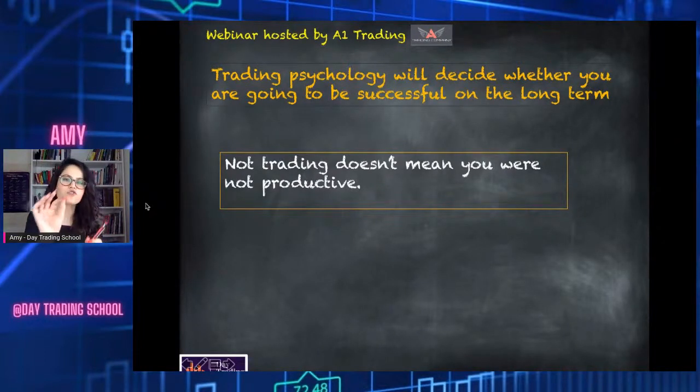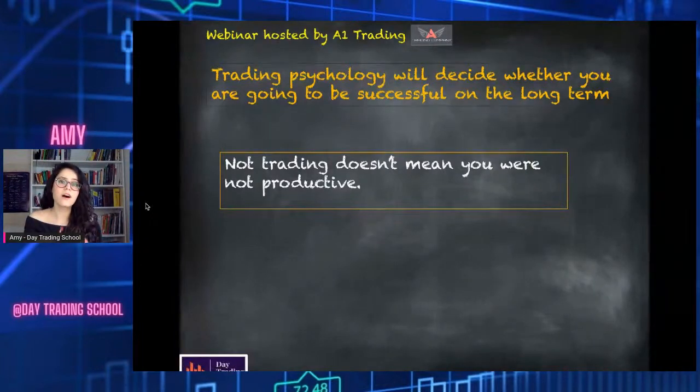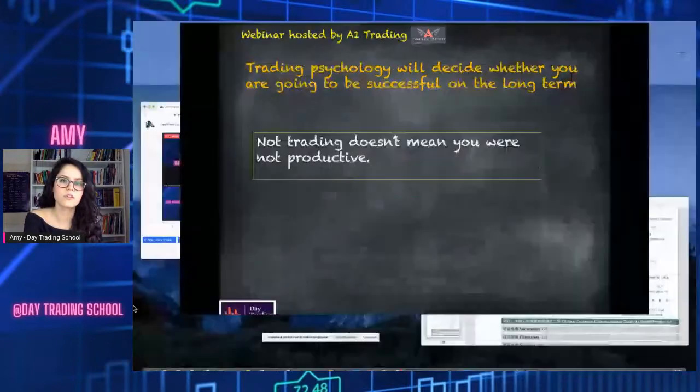And not trading doesn't mean you were not productive. Right? Waiting. As I said, this month, I only took 2 trades. And the rest of the time, I was just waiting. So that means it is very important to know how you can actually wait, right? What are you going to do when you are basically waiting? That's also a very important question that you need to answer for yourself, whatever your interests are.